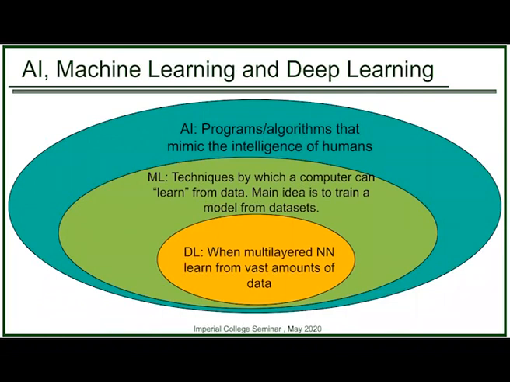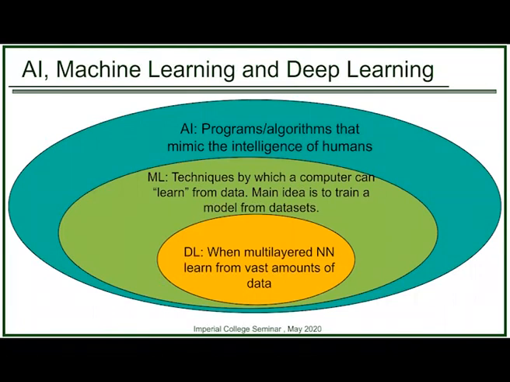And most of the applications that I will talk about involve simple applications of machine learning methods. Deep learning, again, a subset of machine learning, is when multi-layered neural networks learn from vast amounts of data. And neurons are part of a mathematical model that mimics how neurons work in the brain.